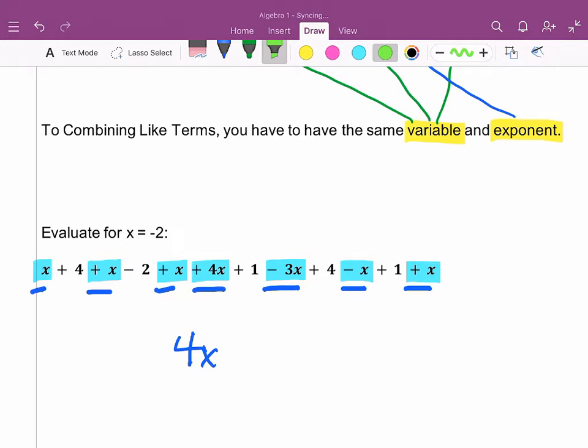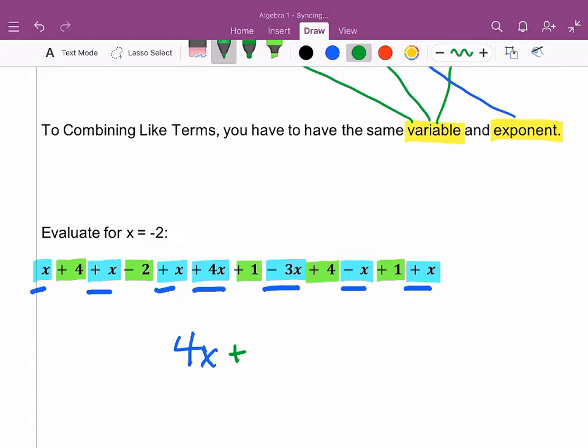But don't forget, numbers themselves can be simplified or combined. So I'm going to go back and look at those. I have a positive 4, so we'll start with 4. Minus 2, 4 minus 2 is 2. Plus 1, 2 plus 1 is 3. Plus 4, 3 plus 4 is 7, plus 1, 7 plus 1 is 8. So that would give me positive 8, plus 8. That is our simplified version.